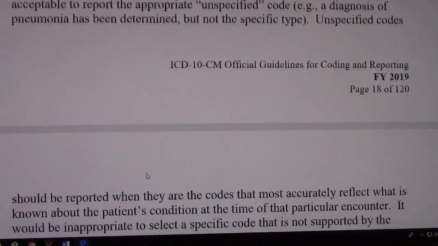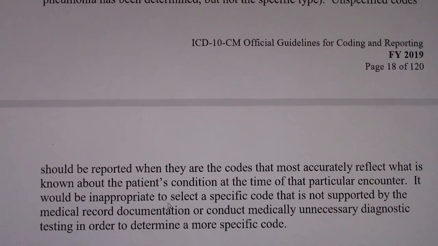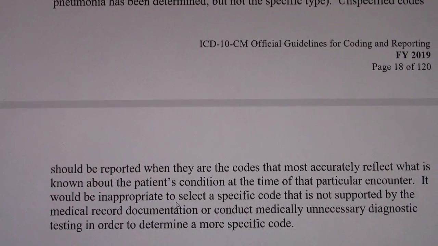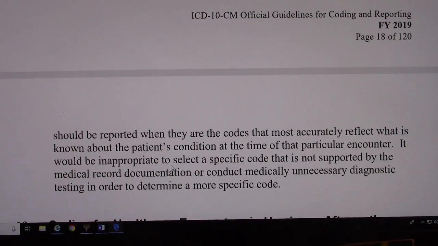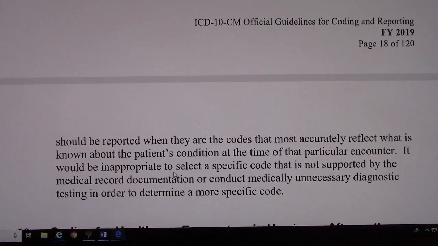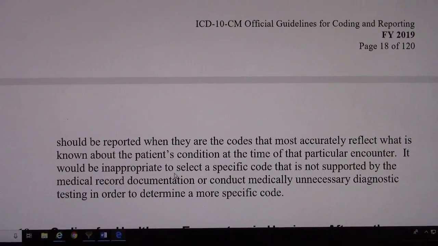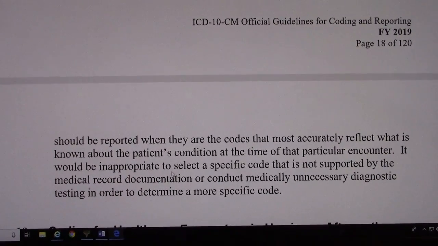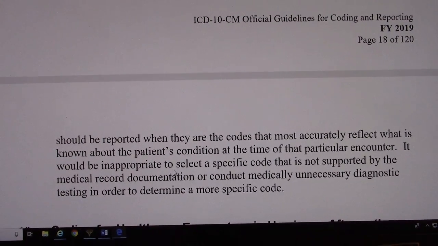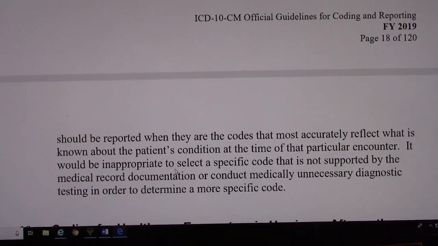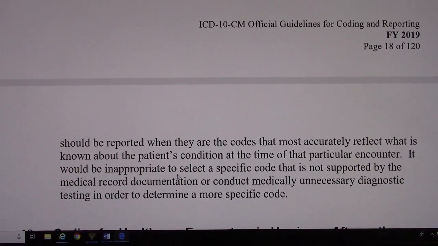Unspecified codes should be reported when they are the codes that most accurately reflect what is known about the patient's condition at the time of that particular encounter. It would be inappropriate to select a specific code that is not supported by the medical record documentation or conduct medically unnecessary diagnostic testing in order to determine a more specific code.